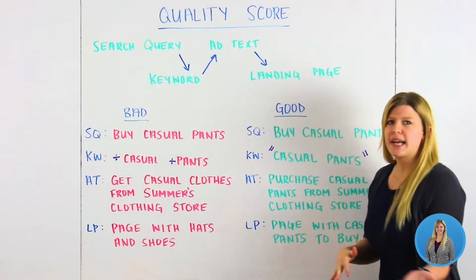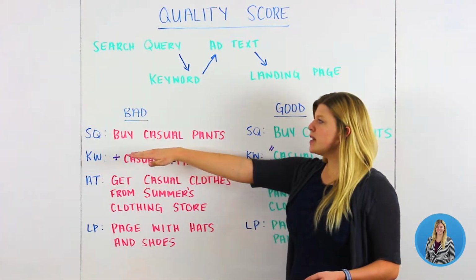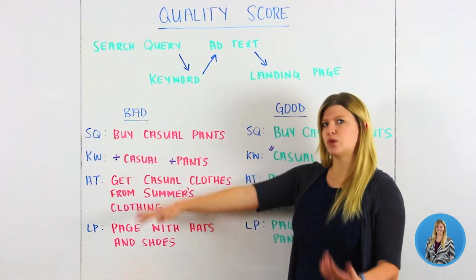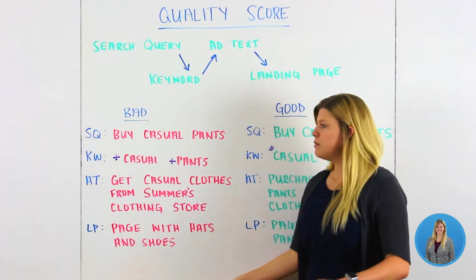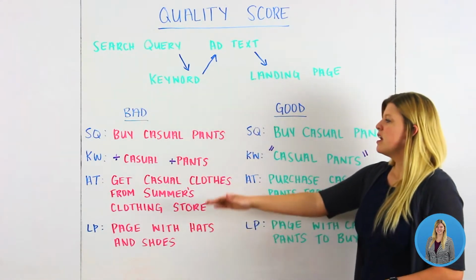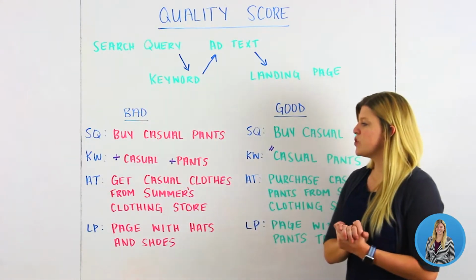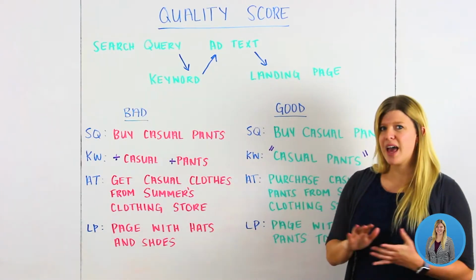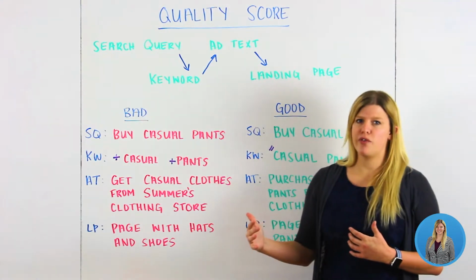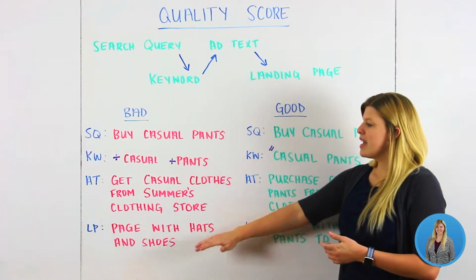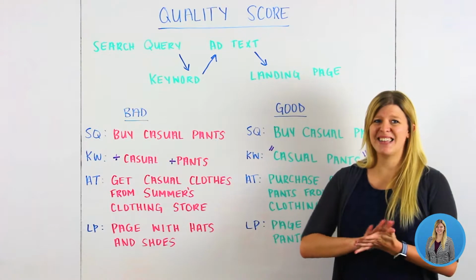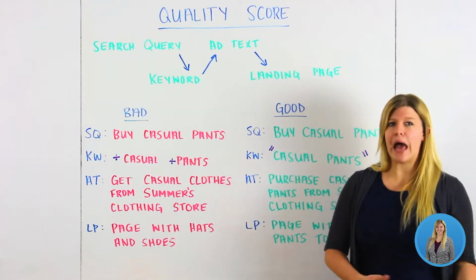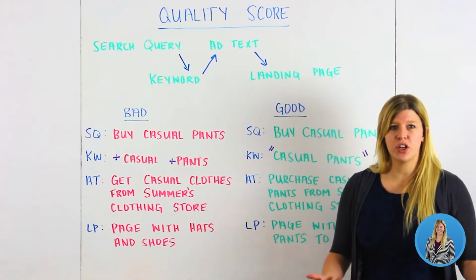So let's take a look at a bad experience. So my search query, buy casual pants. My keyword is a broad match modifier for casual pants, so it matches up pretty well. Looking at the ad text, get casual clothes from Summer's clothing store. So pants are clothes, there's a correlation there, that's okay, but it's not a very strong correlation. And then when they get to the landing page, it's a page with hats and shoes. So not at all what the customer is searching for. They're probably going to be pretty unhappy and back out, which Google doesn't look at too well.